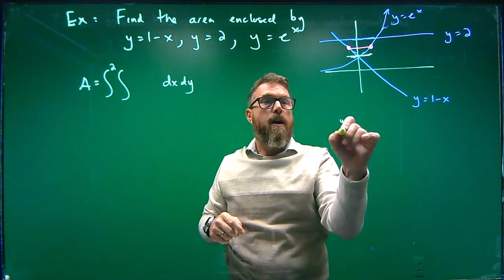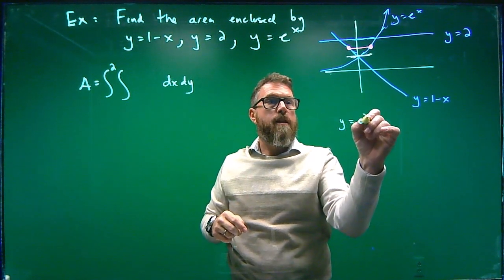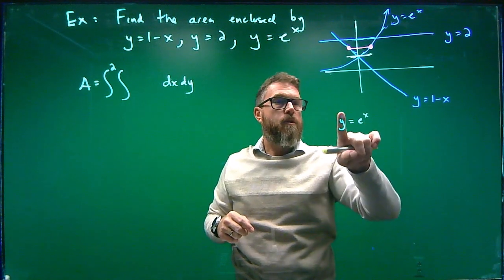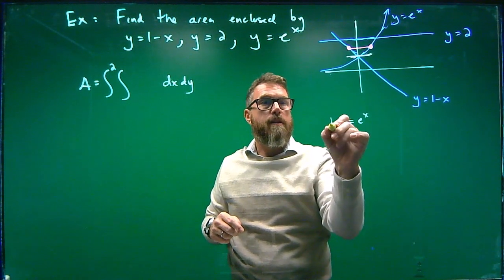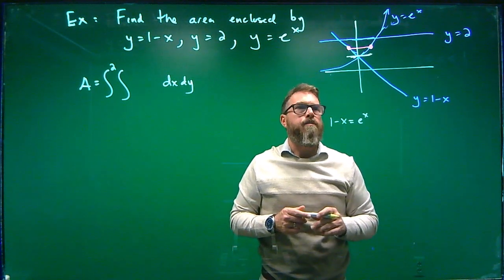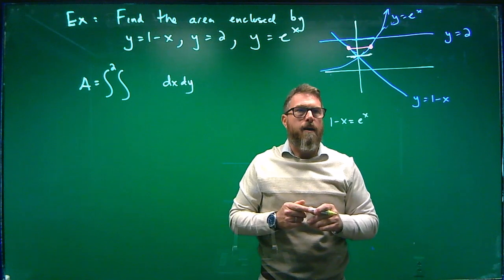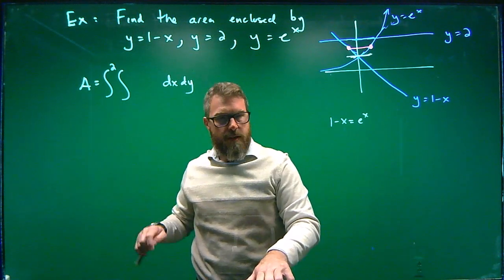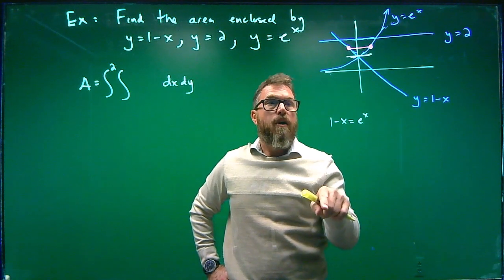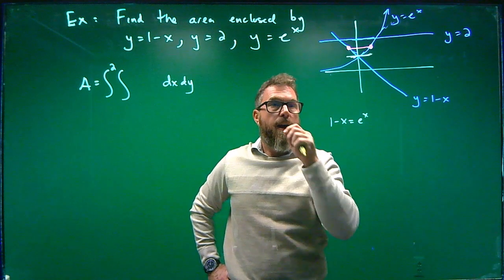So I have y is equal to e to the x, and I'm going to set that equal to y is equal to 1 minus x. Okay, let me pause this to make sure I don't make a mistake. This is when these two things intersect. So when this is 0, this is 1. When this is 0, this is 1. So this has a solution of x is equal to 0.